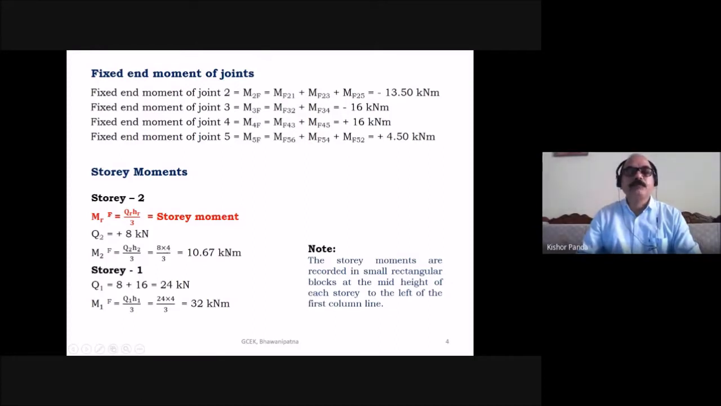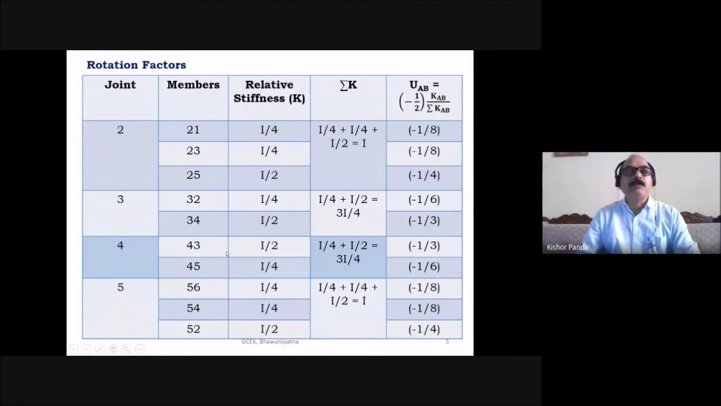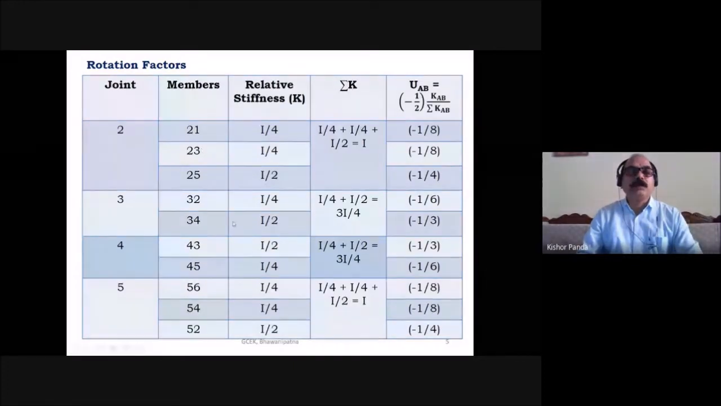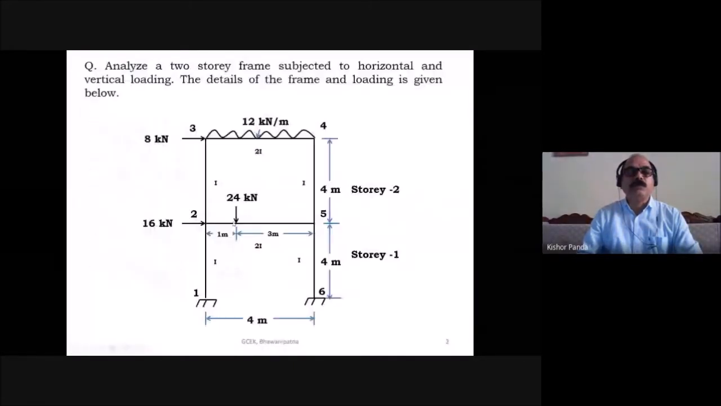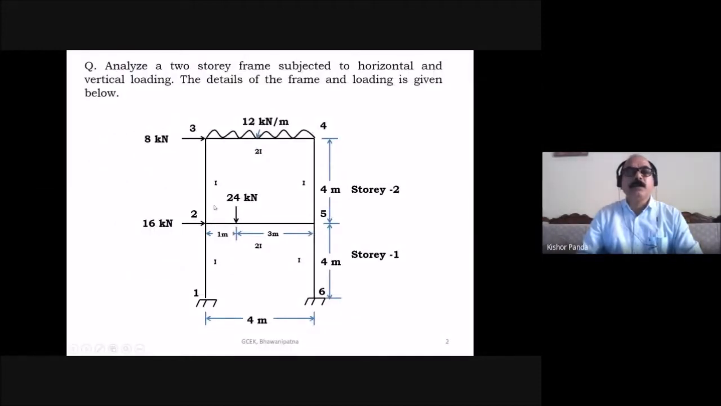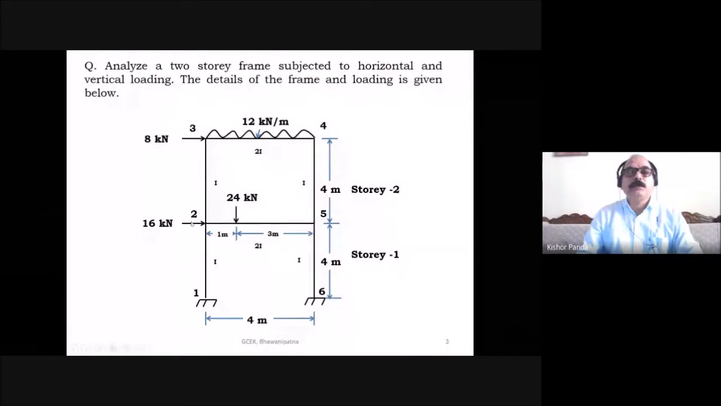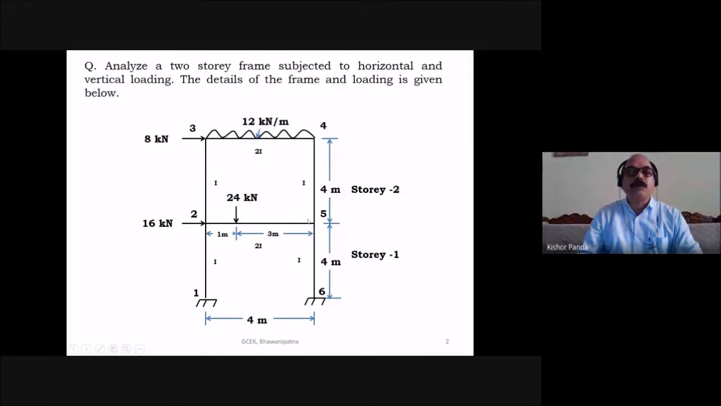Then you have to find out the rotation factors. Here you see this is your joint 2, joint 3, joint 4, joint 5. For each joint you will find out the rotation factor: for 2-1, 2-5, 2-3; similarly 5-2, 5-6, 5-4; and similarly at joint 4, 4-5 and 4-3; and at joint 3, 3-4 and 3-2. You have to find out the rotation factor.